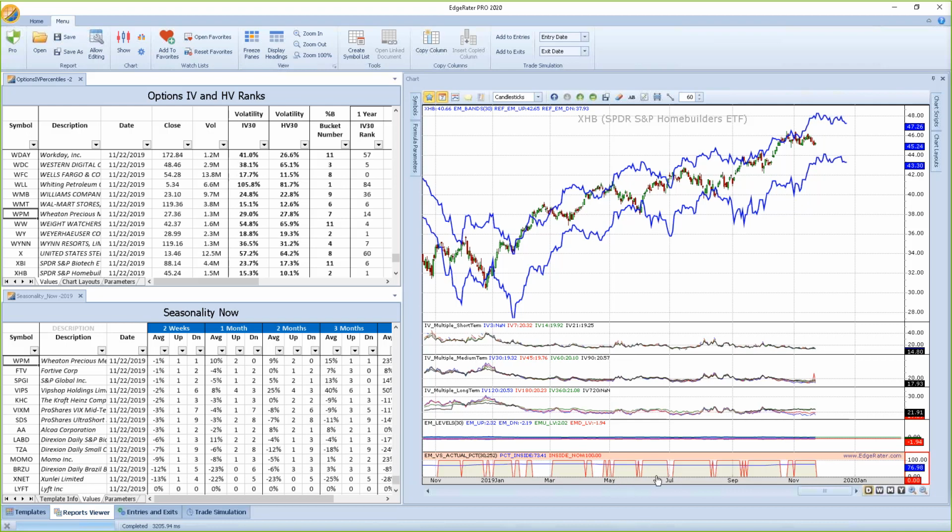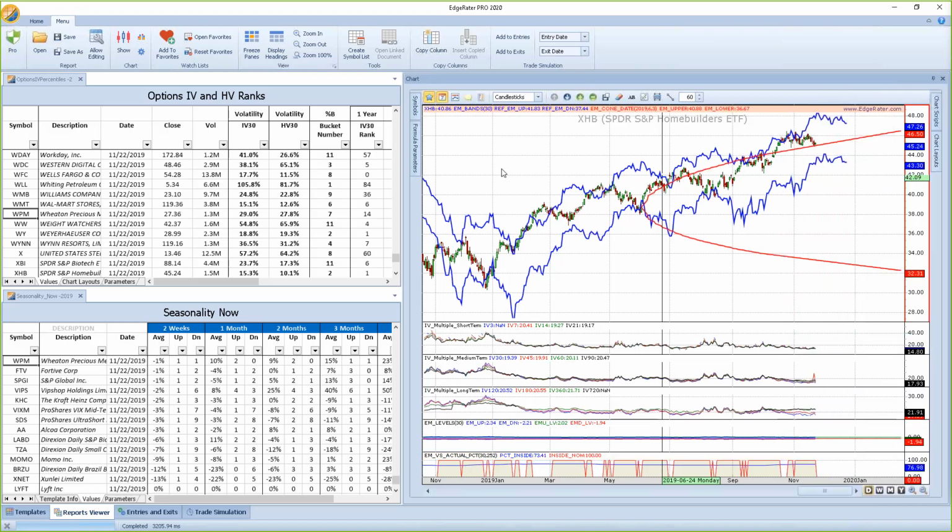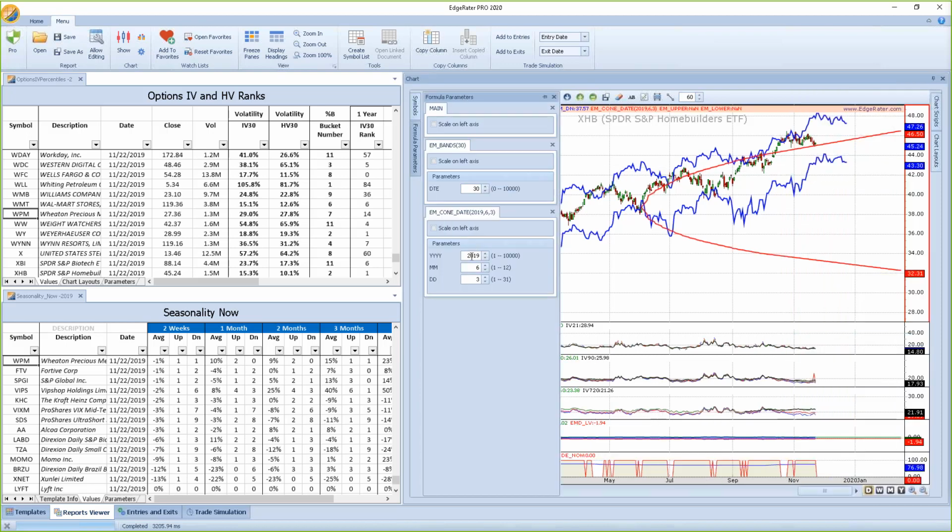If you start on Christmas Eve, put your EM cone on there, and then change the date to Christmas Eve. 2018, 12, 24.